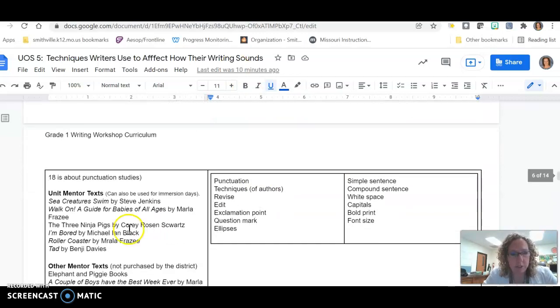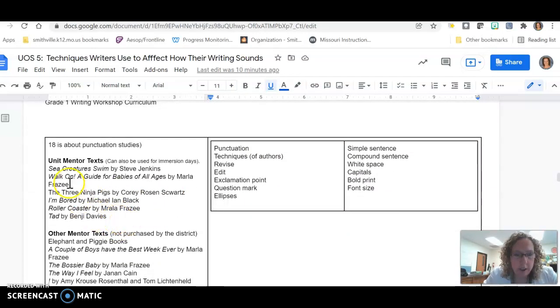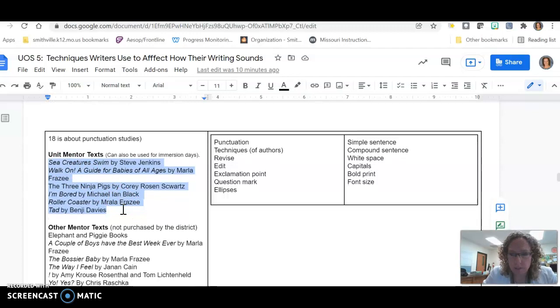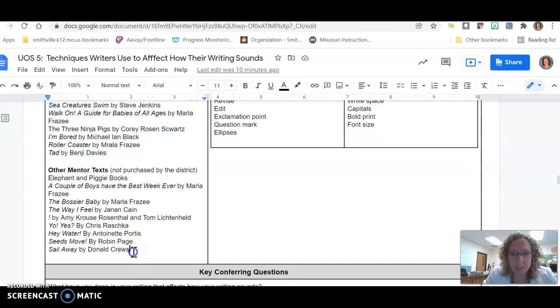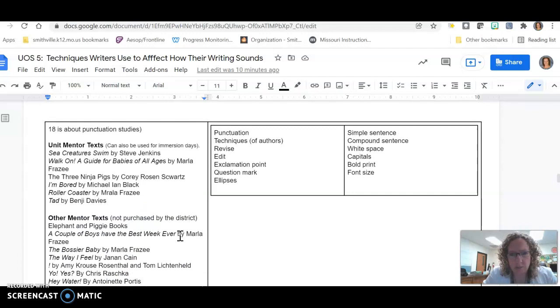Let's see, we have mentor texts that are used right here. These right here have been purchased for you because they are the ones that are actually used in the unit. Not that you can't use other ones if you want to. You always have the opportunity to do that. But these are the ones that we have purchased for you. And then there are suggested ones that, especially for the immersion day, you might look at. Or you can pull whatever you want to for your immersion day as well.